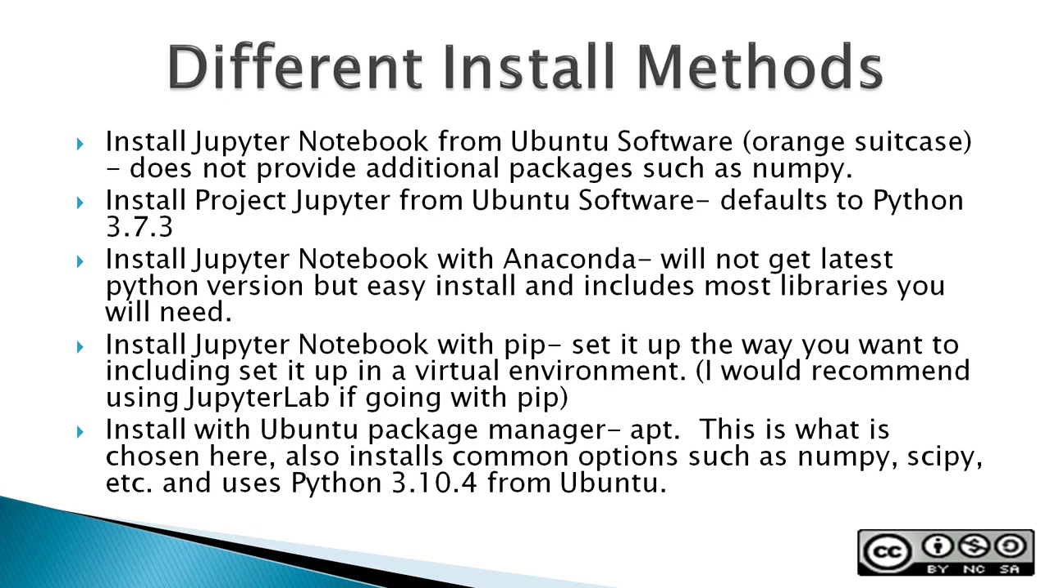you wish to use. So you can install Jupyter Notebook from the Ubuntu software, which is the orange suitcase, but it doesn't provide additional packages such as NumPy. You can install Project Jupyter from Ubuntu software, but it defaults to Python 3.7.3, and Ubuntu 22.04 comes with Python 3.10. You can install Jupyter Notebook with Anaconda, but you will not get the latest Python version. But it is an easy install and includes most libraries you will need.